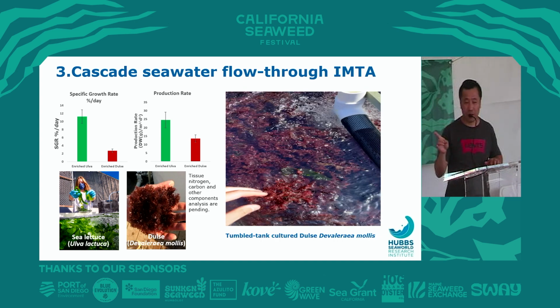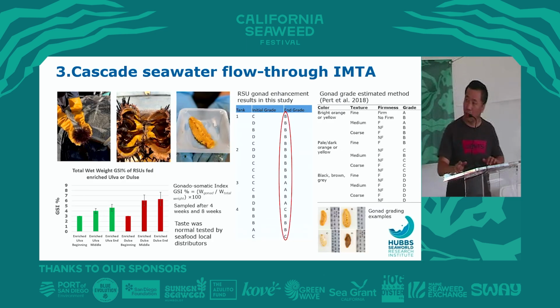So we culture this species before the month of July because the temperature is over 20 degrees after that, which is not good. Because we use the biomass of seaweed to feed the sea urchin, the sea urchin gonad index increased within 8 weeks. Also, the grade of the sea urchin increased greatly. Also, the taste is normal because it was tested by the local seaweed distributors.